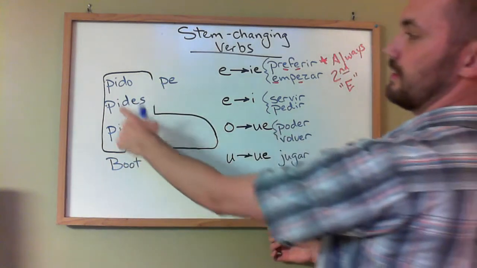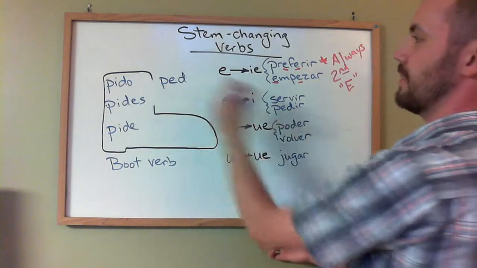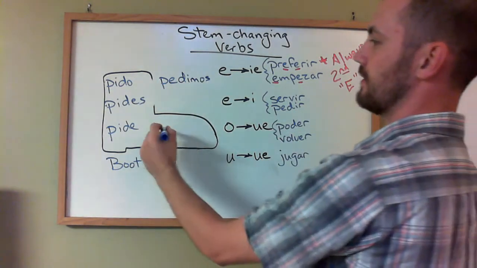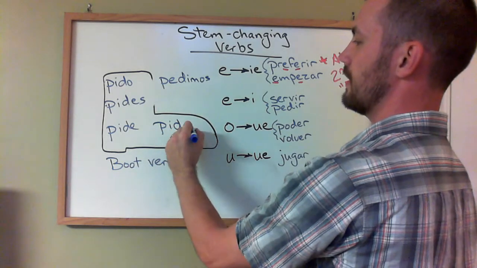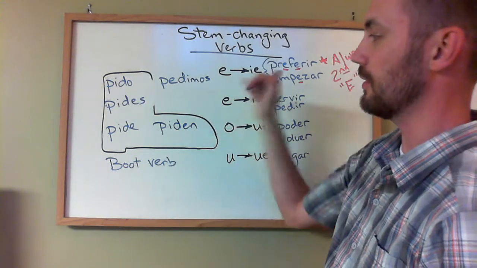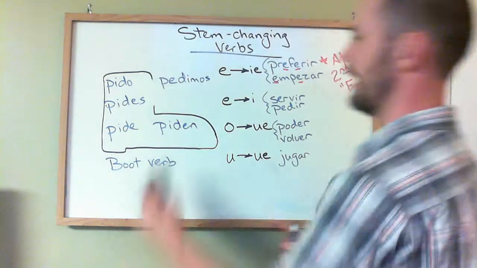So notice, pi, pi, pi, pe. It's an IR verb, so the ending is going to be imos. And then down here, in the boot again, we have the stem change. Piden. Pido, pides, pide, pedimos, piden. It's a total boot verb. Next.